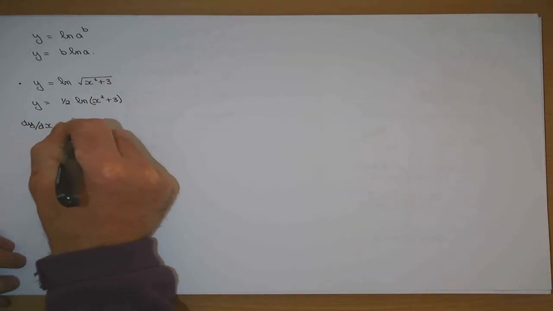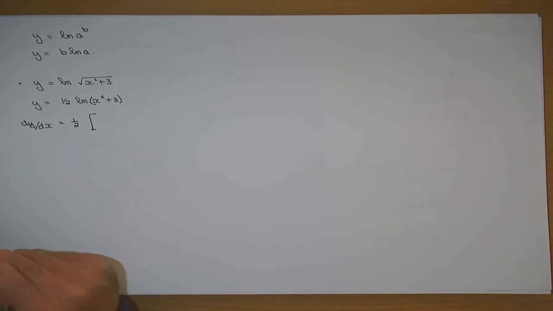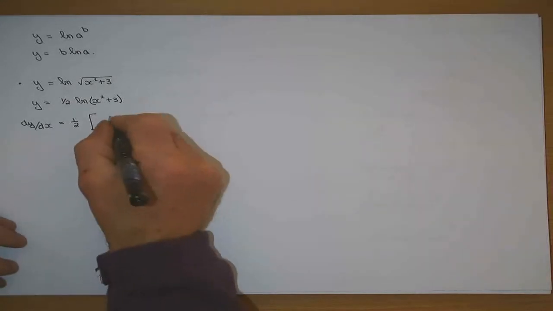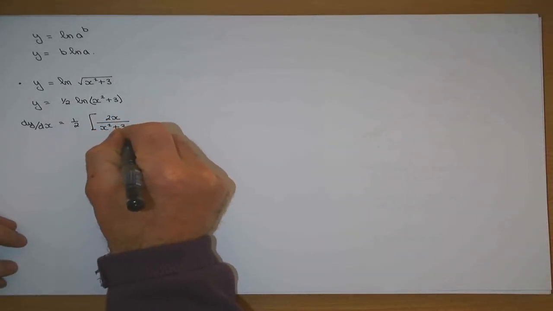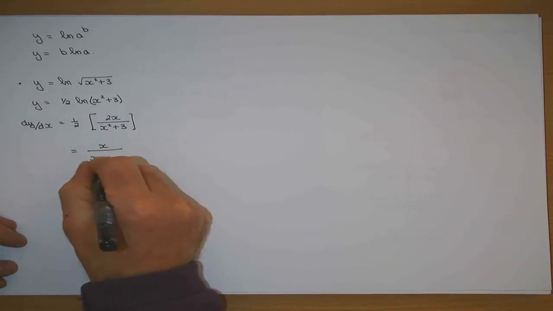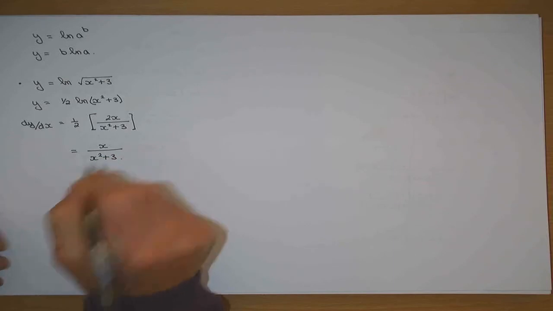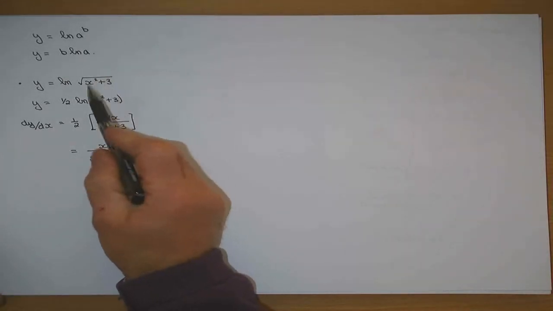Dy dx is equal to a half of. How would I differentiate the log of x squared plus 3? A chain rule. And it will give me 2x over x squared plus 3. The 2's will cancel. I'm left with x over x squared plus 3. Otherwise, that would be a chain rule.